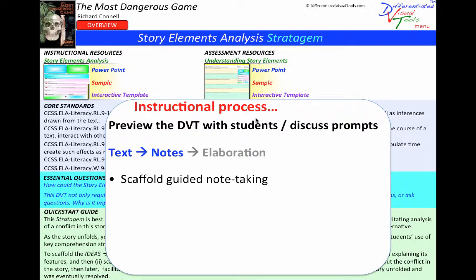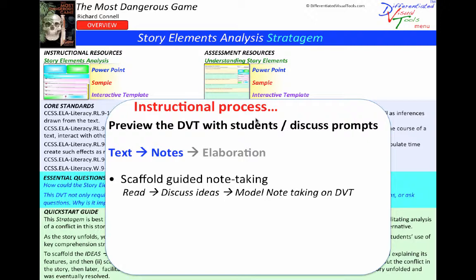So what we recommend is that initially you read the story to students as they read along and then provide guided note-taking on the DVT. So you'll be reading a portion of the story and then stopping, talking about what the story revealed, forming inferences, questions, and predictions, and so forth. As you're scaffolding, we suggest you initially read, discuss the ideas, and then you model note-taking on the DVT.